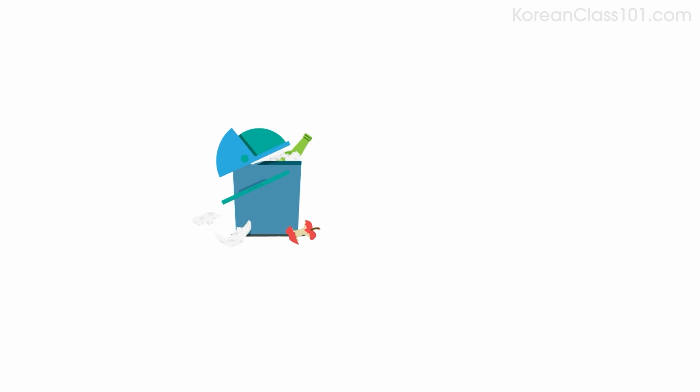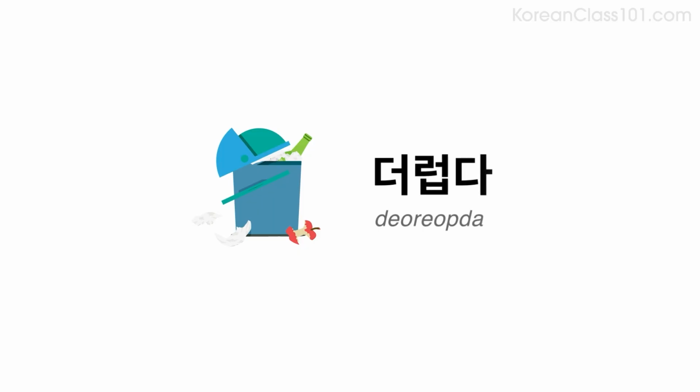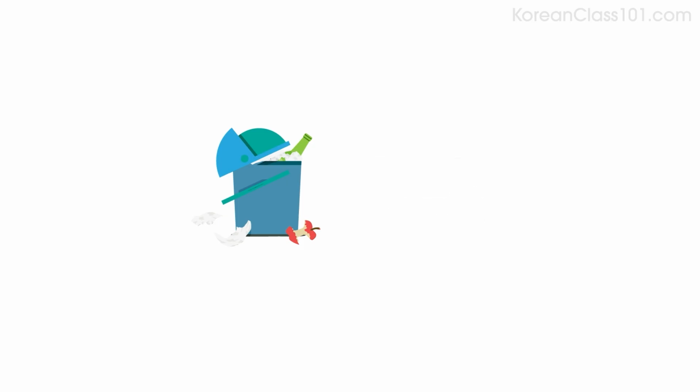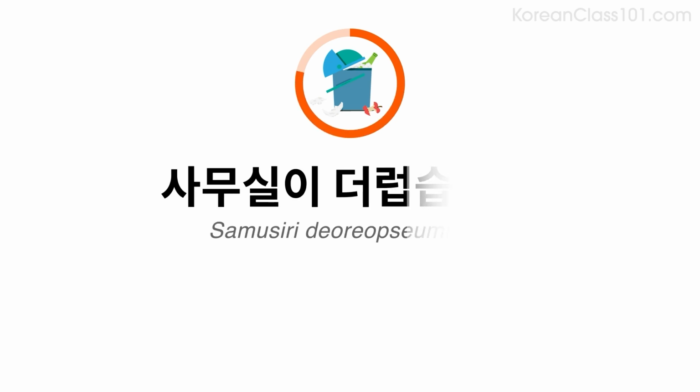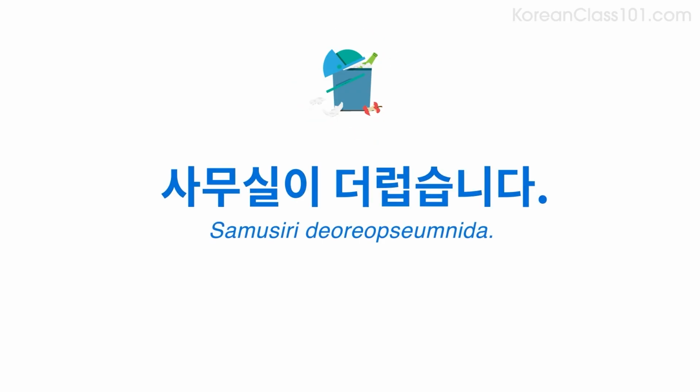Now imagine the office is dirty. Do you remember how to say dirty? 더럽다. Say, the office is dirty. 사무실이 더럽습니다. Now answer the question, saying the office is dirty. 괜찮아요? 사무실이 더럽습니다.